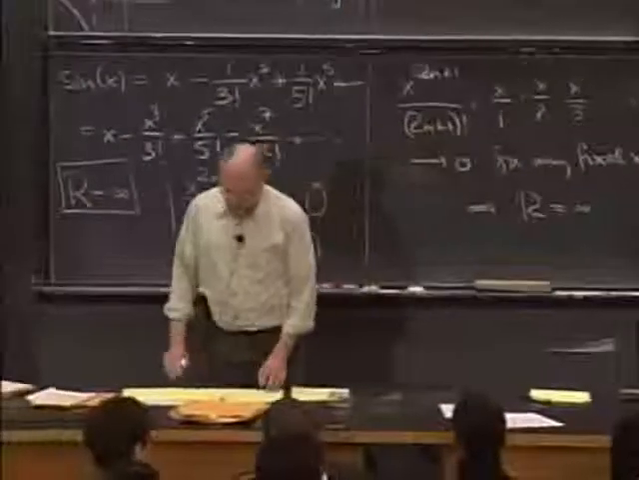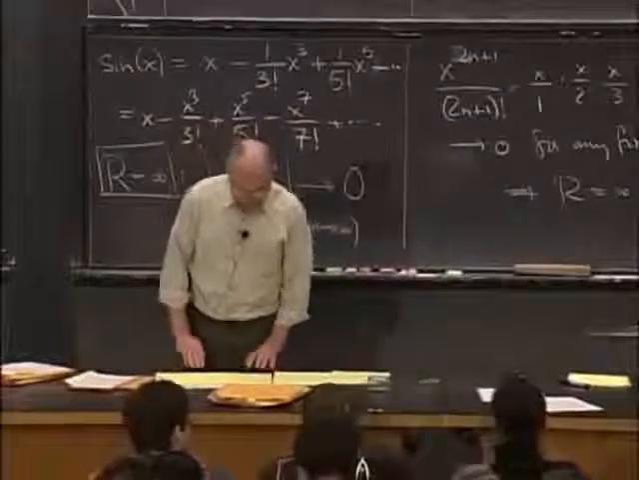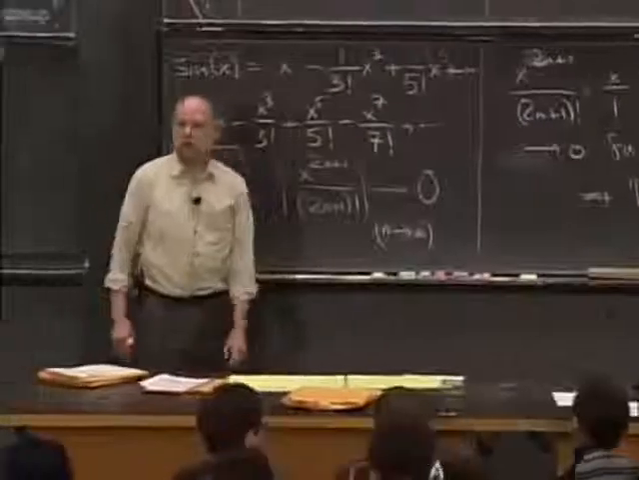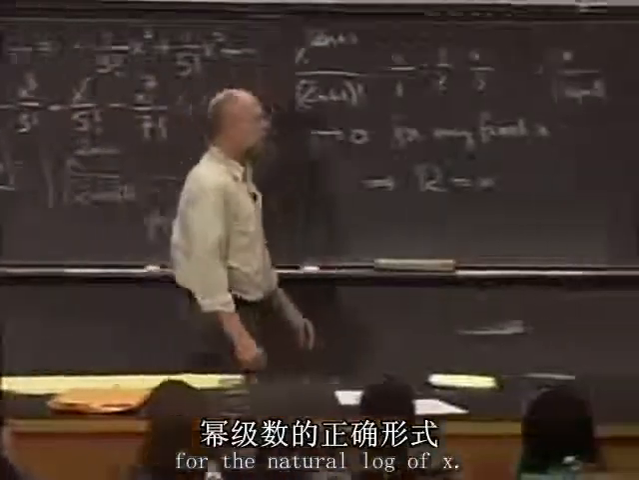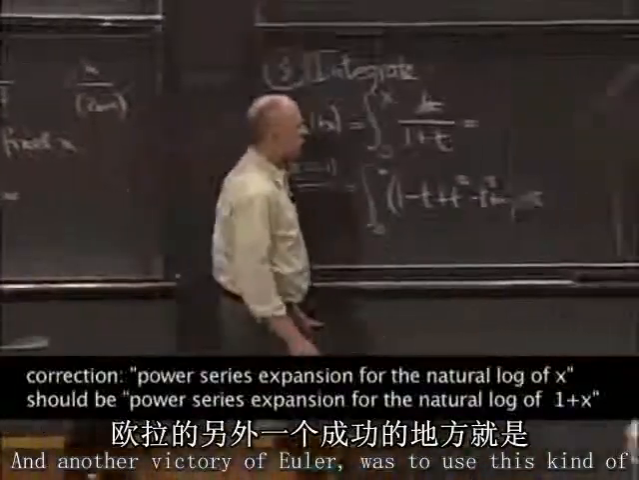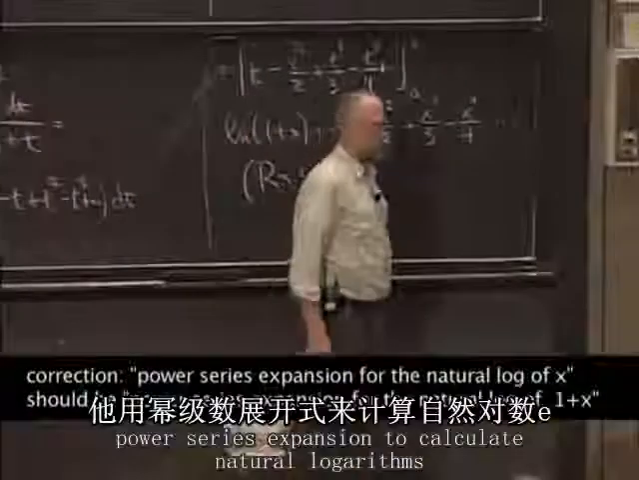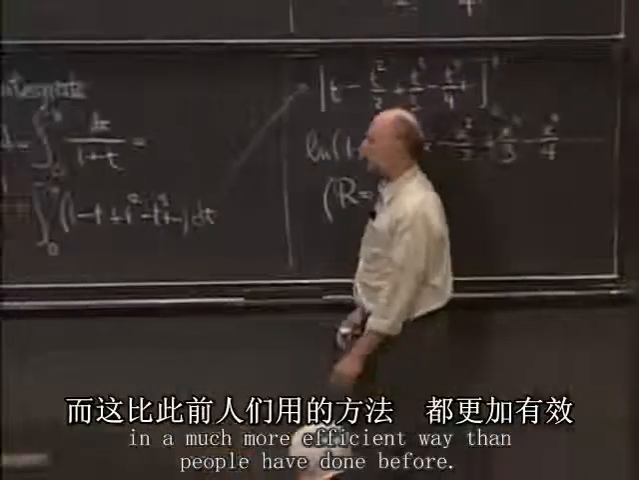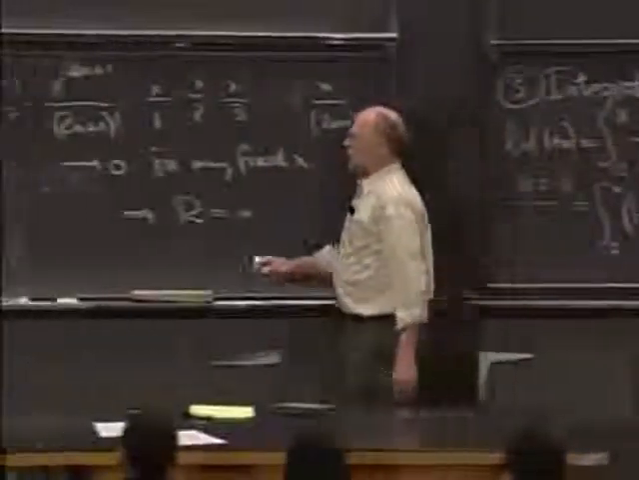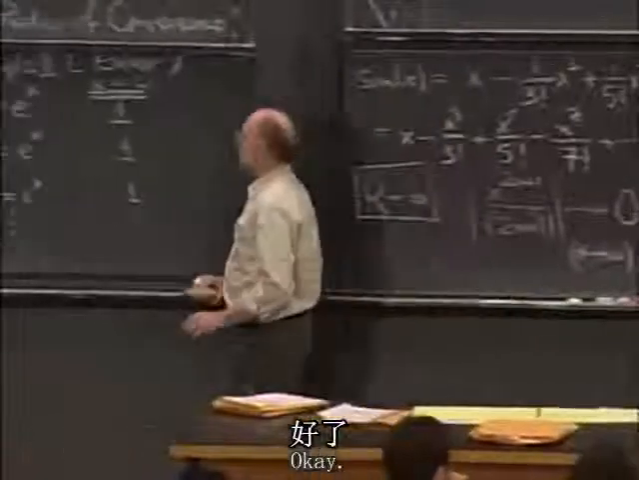Cool. So you can integrate. That is the correct power series expansion for the natural log of 1 plus x. And another victory of Euler's was to use this kind of power series expansion to calculate natural logarithms in a much more efficient way than people had done before. Okay.